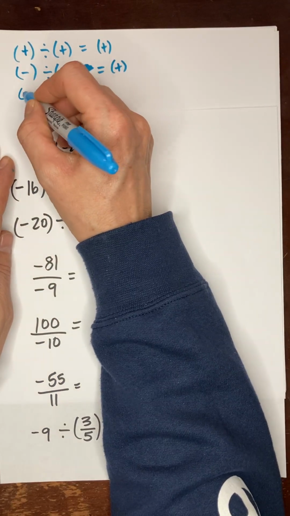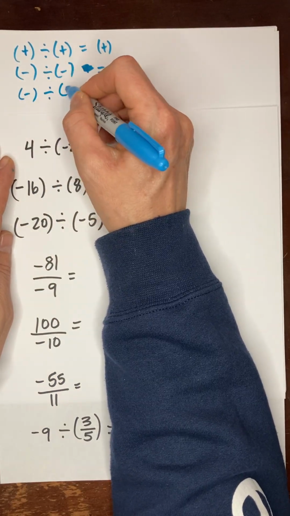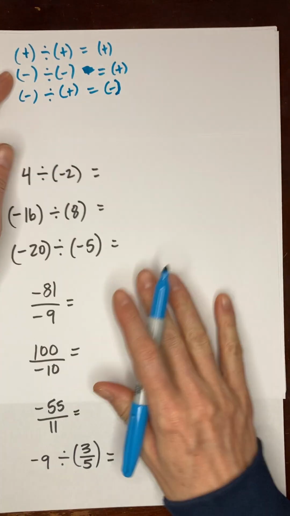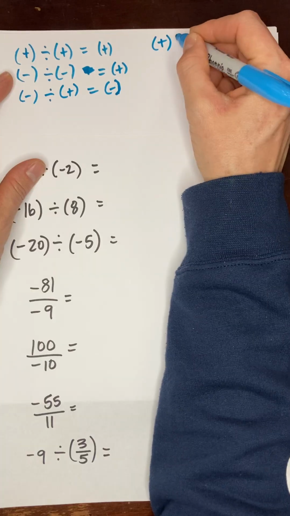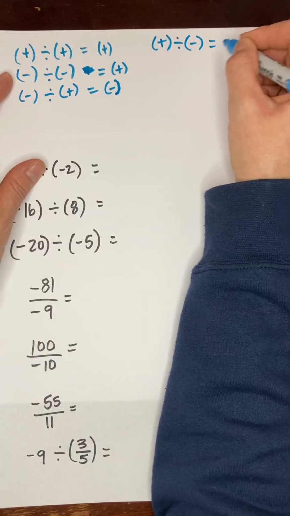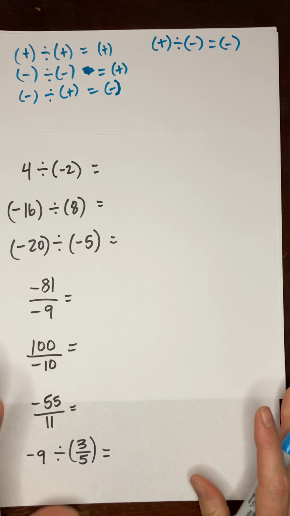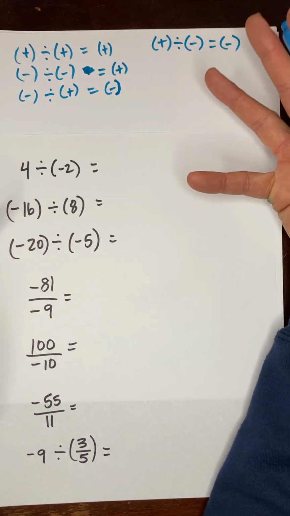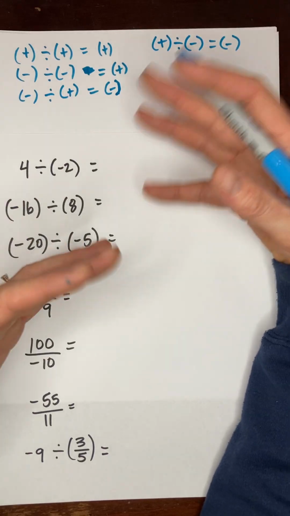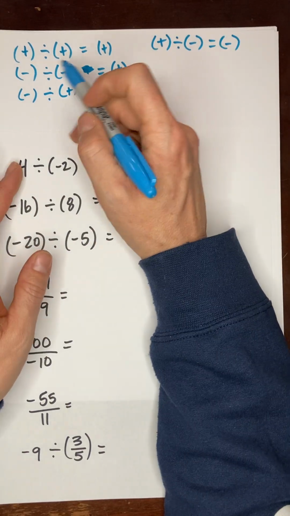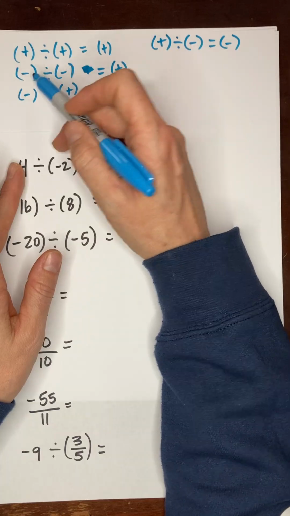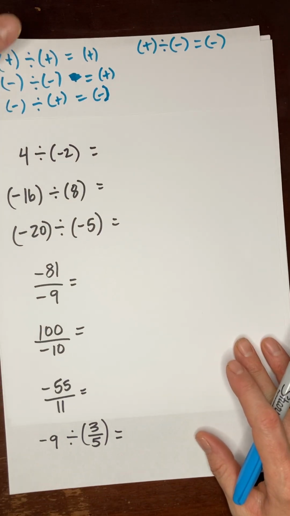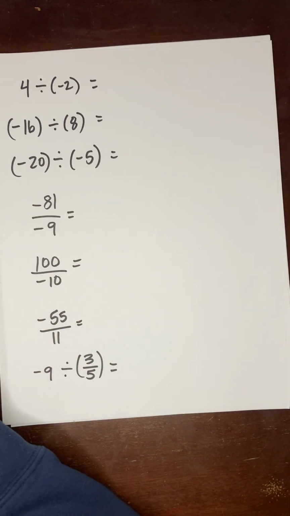And if I have a minus divided by a plus, that's going to give me a minus. And if I have a plus divided by a minus, I'm also going to have a minus answer. It's the same rule as with multiplication. When I have more than one negative in the problem, and I'm talking about division or multiplication, I'm just going to look for pairs of negative numbers that, when multiplied or divided, are going to give me a positive answer.